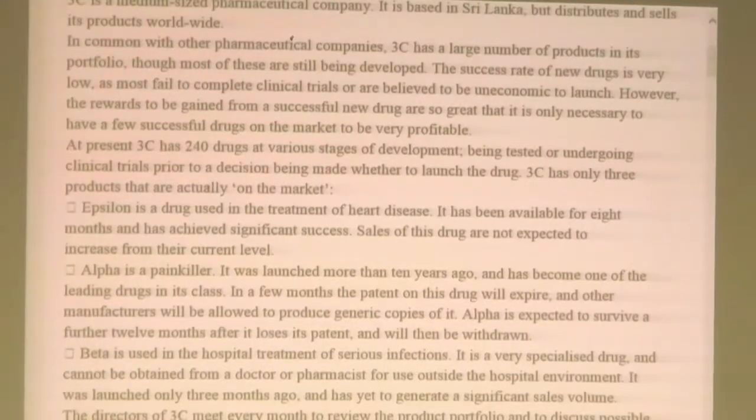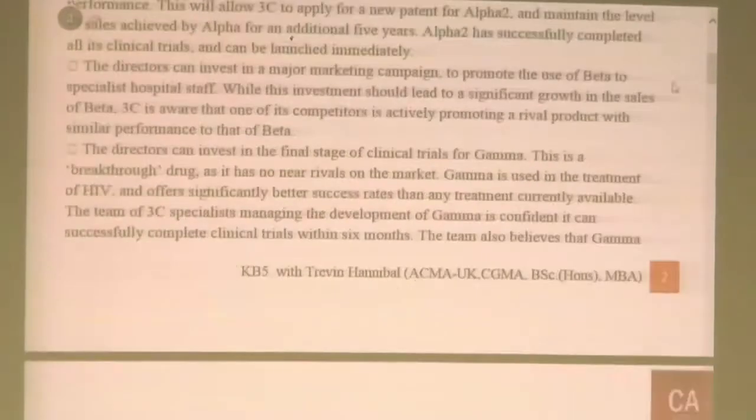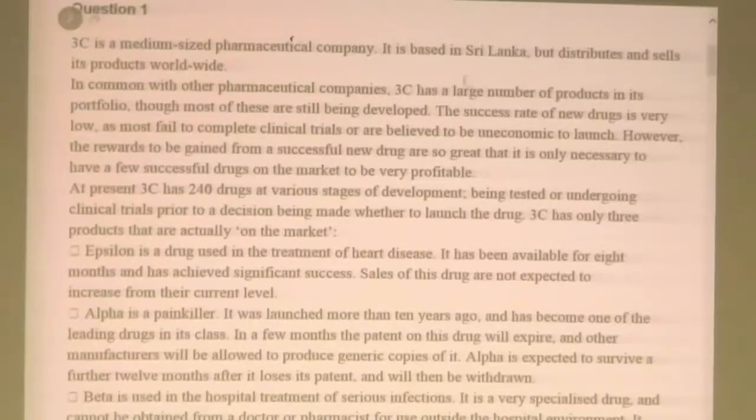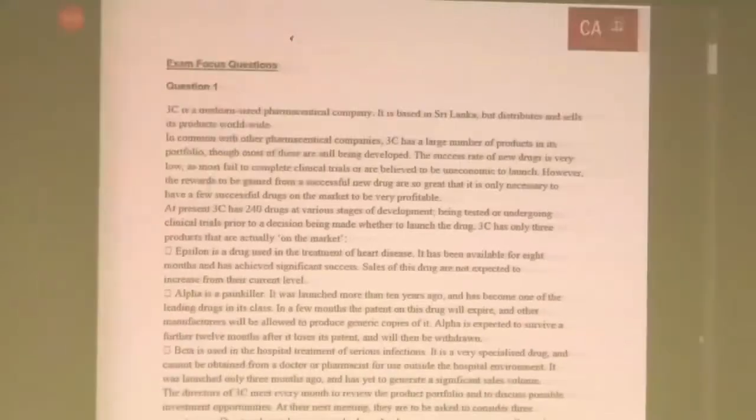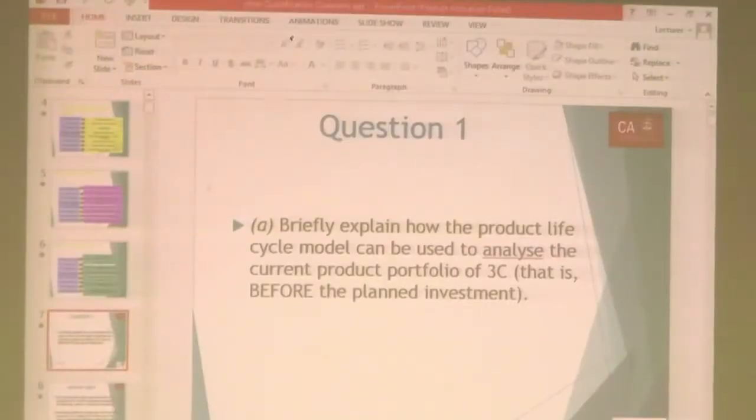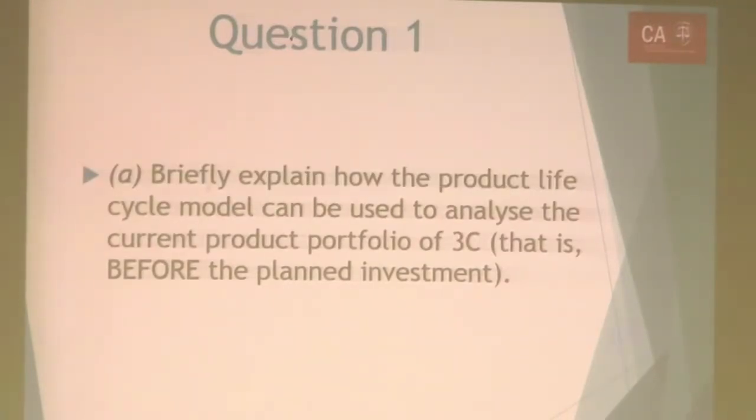Yeah, so I hope you read it. Okay, so guys, now let's go through the answer. So this was the question. Briefly explain how the product life cycle model can be used to analyze the current product portfolio of 3C. That is before the planned investment.